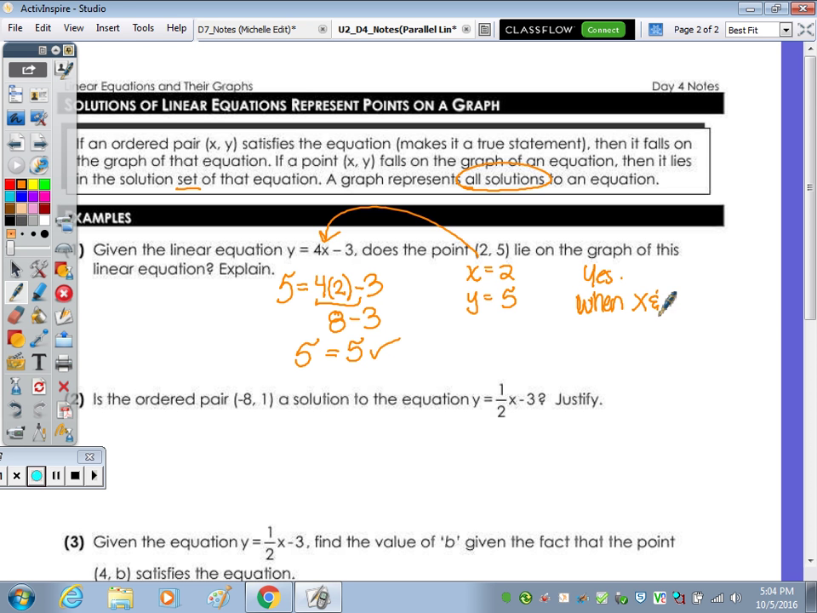When x and y are substituted into the equation, the statement was true.